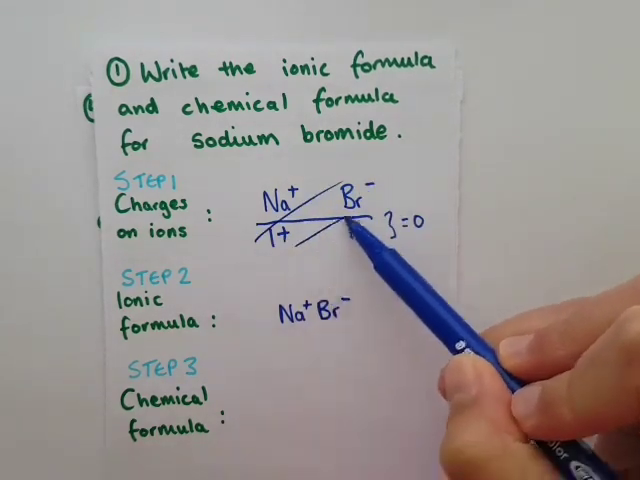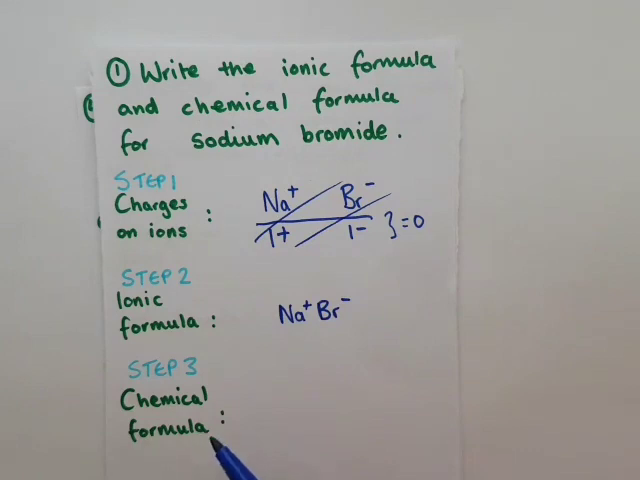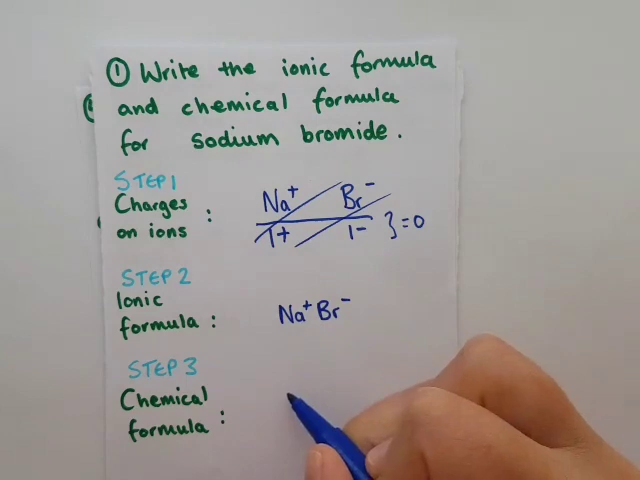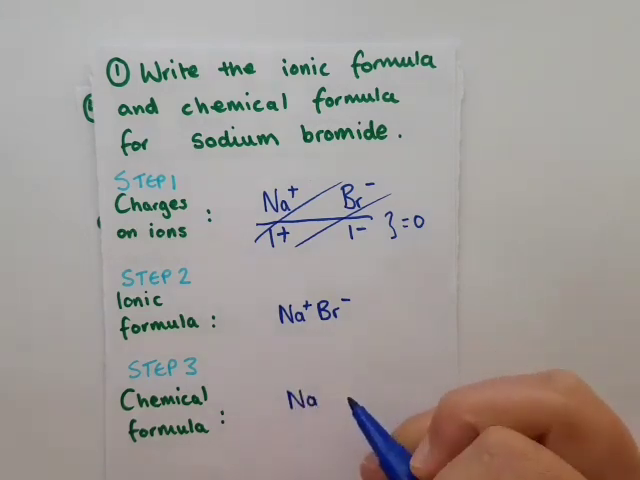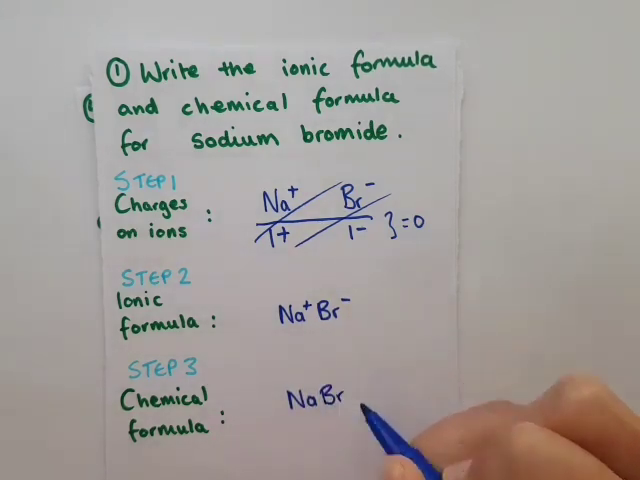This is just my working out, I don't need that. Finally, to write the chemical formula, I just need to write this so that it doesn't show the charges. Now because I just needed 1 of each, it's just a 1-to-1 ratio. We don't write in ones in chemistry. So our chemical formula for sodium bromide is just NaBr.